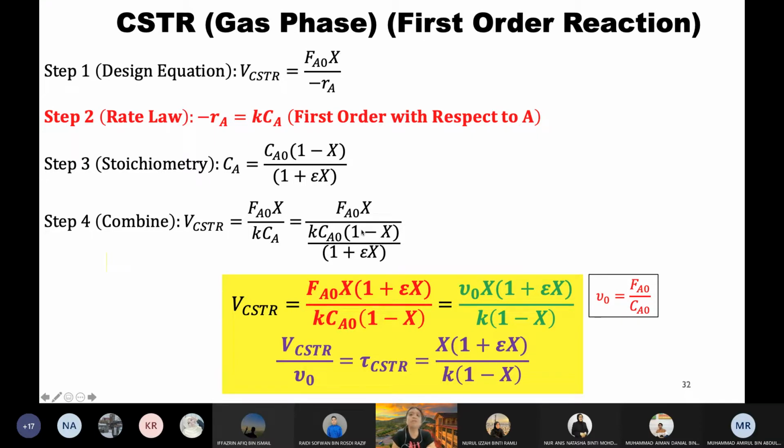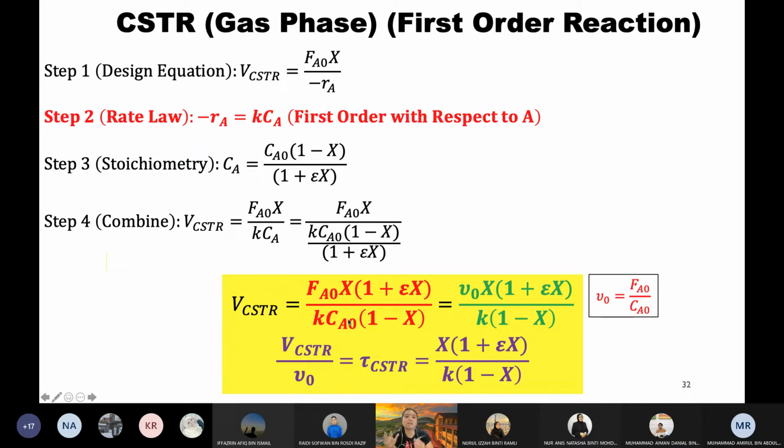So whenever you do mathematics, you just remember the third layer, the bottom layer goes to the top. So 1 plus epsilon X naik ke atas, multiply with tadi yang Fa0 X, yang kat bawah tinggallah K Ca0 in bracket 1 minus X. So ni adalah sama dengan volume CSTR. So sama je konsep. Okay, version pertama, kalau kita tahu Fa0, kita tahu Ca0, kita boleh guna version pertama.